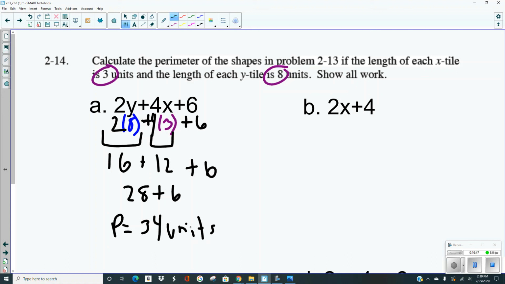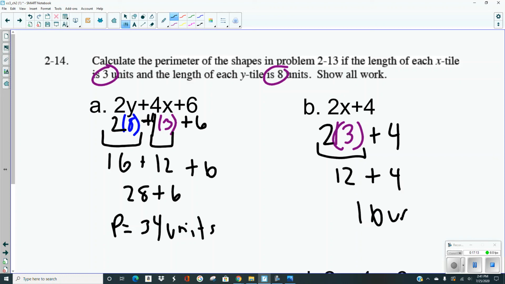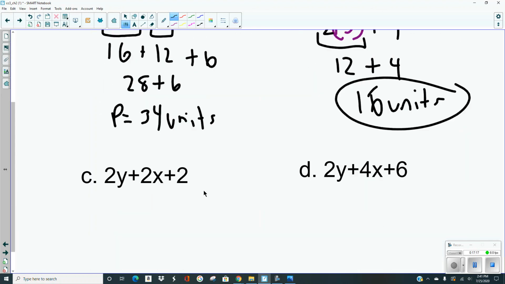Okay, go ahead and pause the video and give the remainder of the problems a try. So same, x is 3, y is 8. Okay, so for B, we insert the 3 for the x. According to order of operations, you should have done multiplication first and then add left to right. So 16 units.